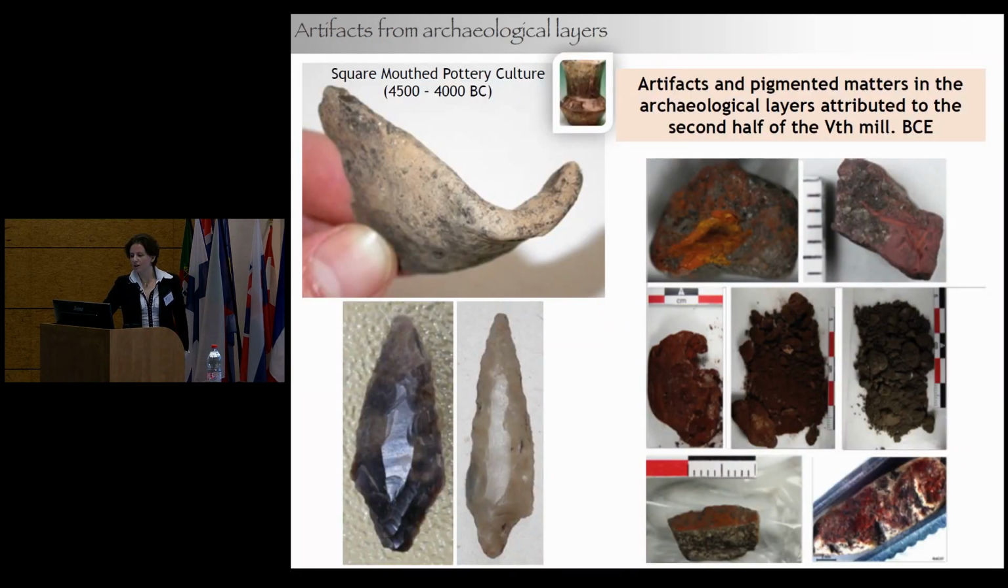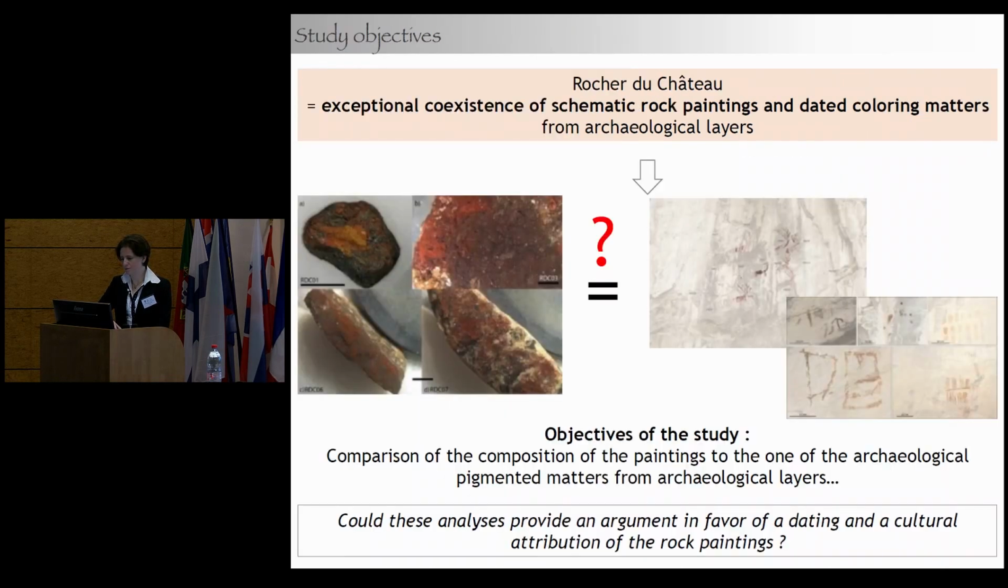In the archaeological layer, we can find several artifacts which enable us to constrain and understand the period of the settlement, associated with pigmented matter attributed to the second half of the 5th millennium BC. You can see various kinds of coloring matter, more or less cohesive, and that means that we also need to adapt the analysis as a function of the sample, of the object.